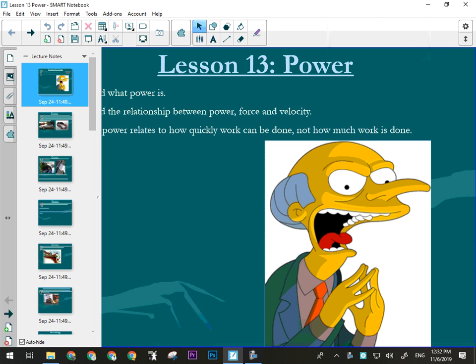All right, so last concept in Unit 2. We've gone over Newton's first law, Newton's second law, Newton's third law. We've gone over the work energy theorem. We've gone over conservation of mechanical energy. And now we're going over power.